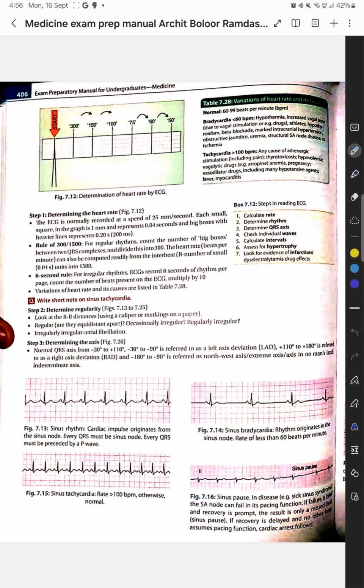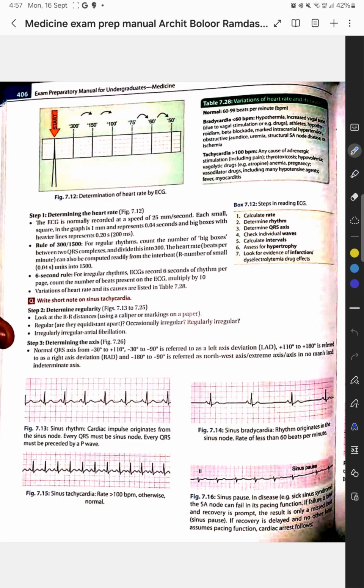Rule of 300 and 1500. For regular rhythms, count the number of big boxes between the two QRS complexes and divide this into 300. The heart rate in beats per minute can also be computed readily from the interbeat R-R interval: 1500 divided by the number of small squares. 6-second rule for irregular rhythms. ECG records 6 seconds of rhythm per page. Count the number of beats present on the ECG, multiply by 10.